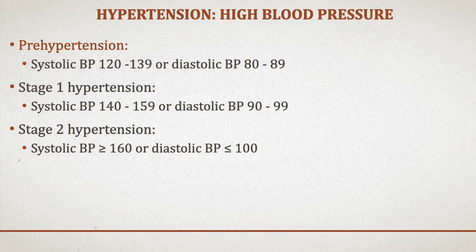Stage 1 is a systolic of 140 to 159 and a diastolic of 90 to 99. Your stage 2 is systolic greater than 160 and a diastolic equal to or greater than 100.